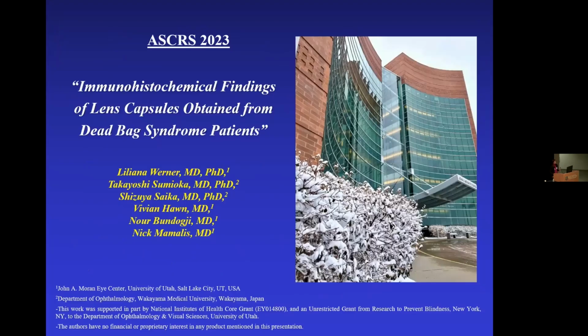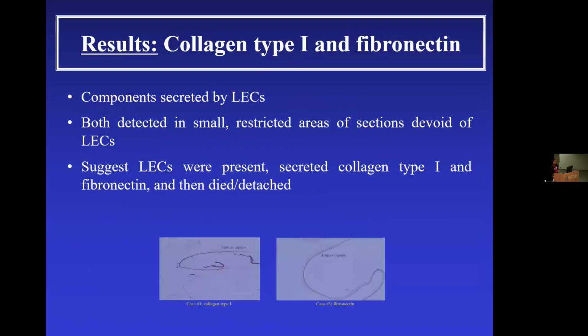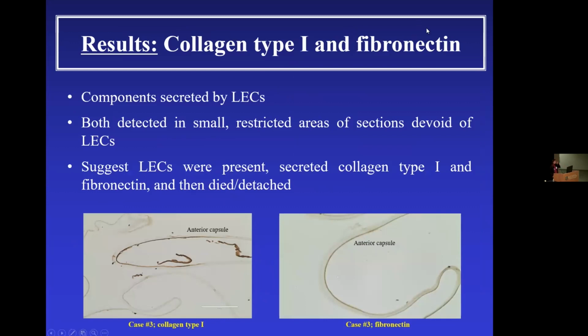To finalize, just a comment about a study I just presented at the ASCRS a few days ago. We are now collaborating with a Japanese group doing immunohistochemistry of capsular bags in dead bag syndrome. What has been very interesting is that they found collagen type 1 and fibronectin in these capsules. These are components usually secreted by the lens epithelial cells after surgery as part of the healing process. They found them in areas without cells, which suggests that the cells were there, spent some time there, secreted those components, but then something happened, there was damage, and they died and detached from the capsule. So this is another evidence that it's not due to polishing too much. We still do not know what is causing the damage to the lens epithelial cells, but this is being recognized. We hear more and more about these cases.